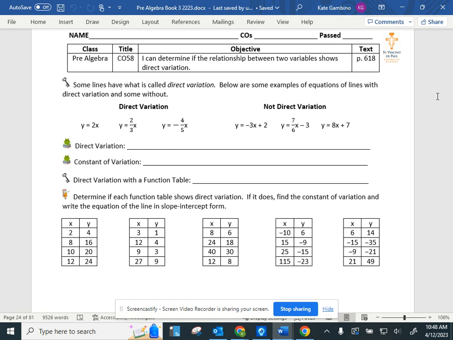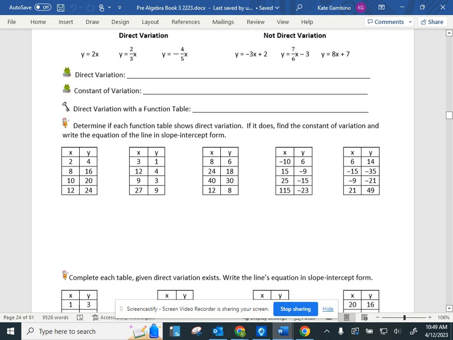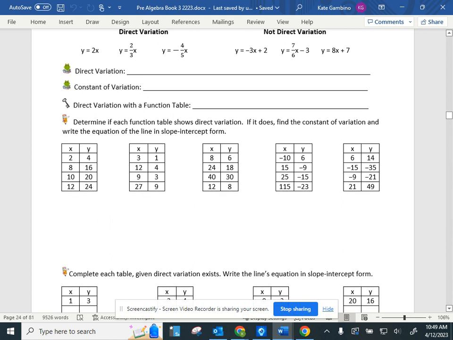Some lines have what is called a direct variation. Below are some examples of equations of lines with direct variation and some without. So we're going to see what's the difference. What makes these first three a direct variation and what makes those last three not a direct variation? So let's figure out what direct variation means to start us off.